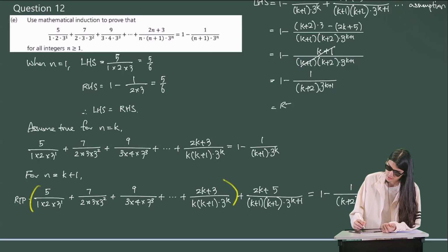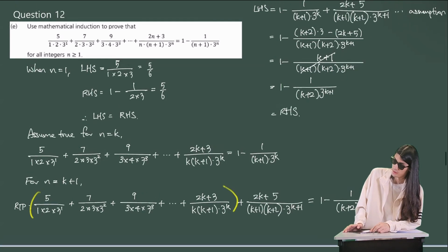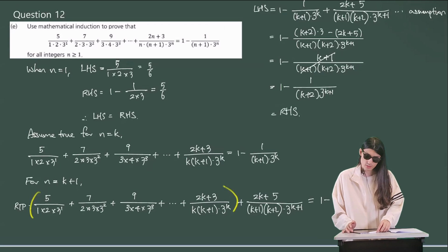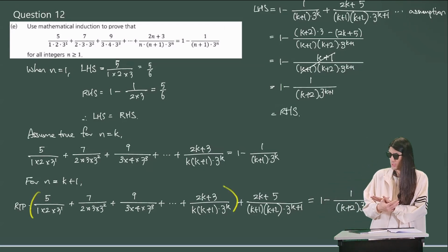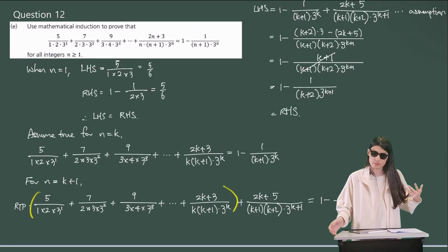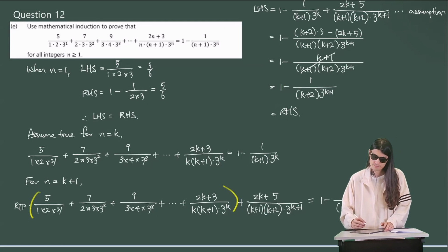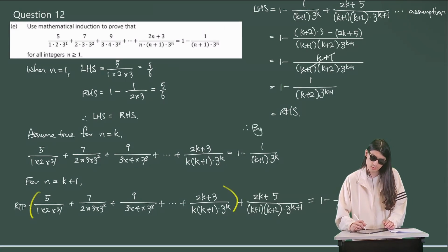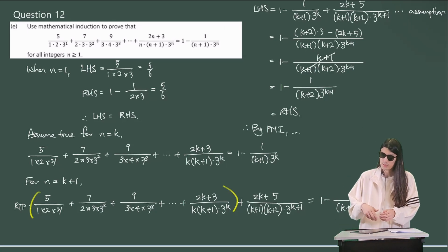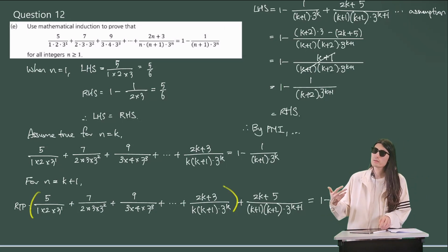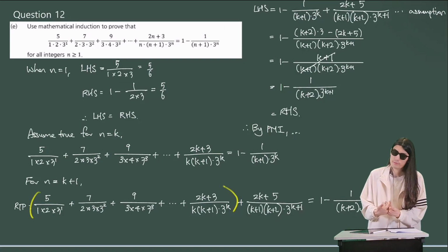As required. Okay? Of course, guys, for your induction, after this inductive step, you then just write a conclusion saying that therefore by the principle of mathematical induction, blah, blah, blah, the statement is true for all integers n greater than or equal to 1, and then you end your proof like that, okay?